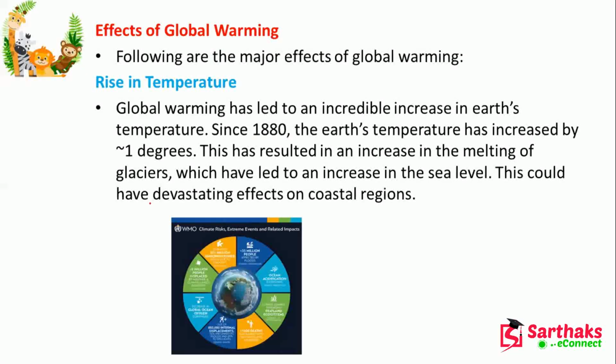Now, effects of global warming. First thing, rising temperature. Global warming has led to an incredible increase in Earth's temperature, as we have seen that 1 degree temperature has been increased since 1880, and the result is an increase in melting of the glaciers. Okay, so temperature increase will occur.